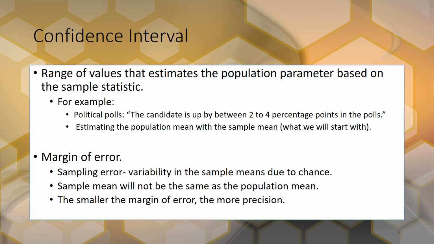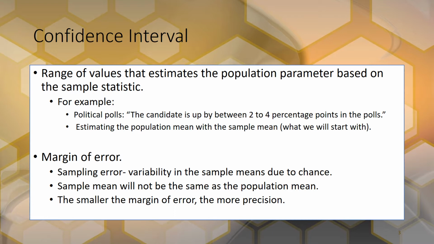So what is a confidence interval? A confidence interval is a range of values that estimate the population parameter based on the sample statistic. So remember, a population parameter is some kind of number in the population, and a statistic is that same kind of number but in the sample.